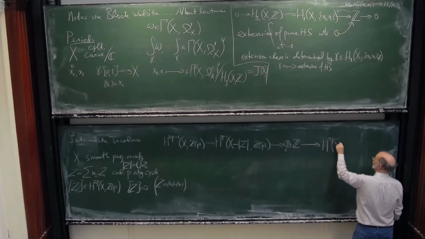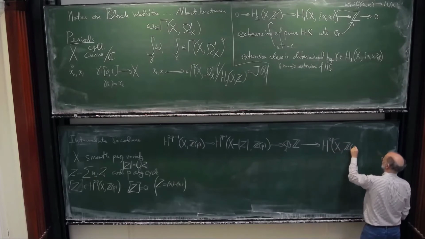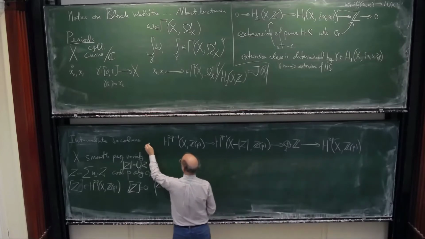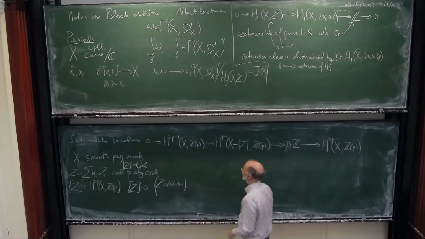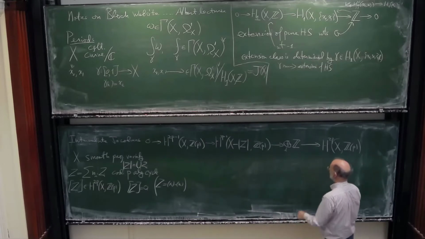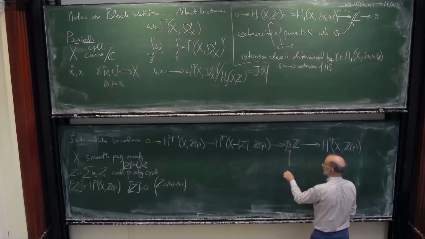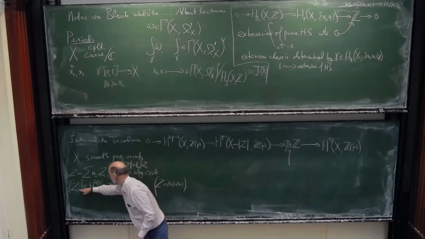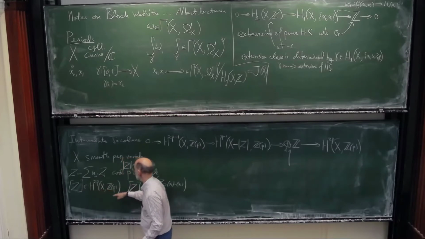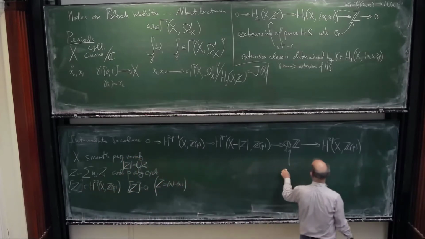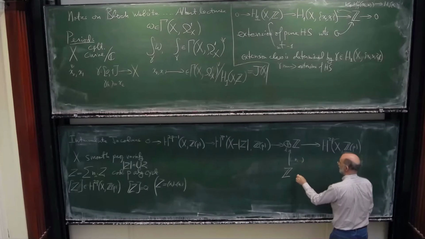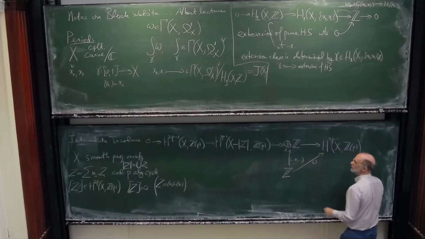H^{2p} of X, Z(p). And by purity, I get 0 here. And my cycle class, remember I have not only the components, but I have certain multiplicities, and put all together, I assume I get something homologous to 0. So the multiplicities, the n_i's, determine for me a map like this. And this map is 0.